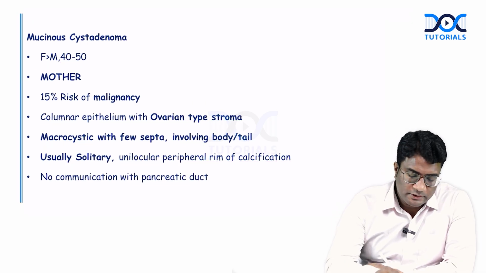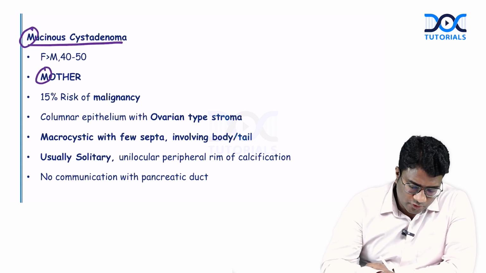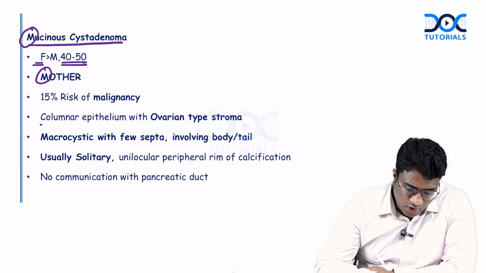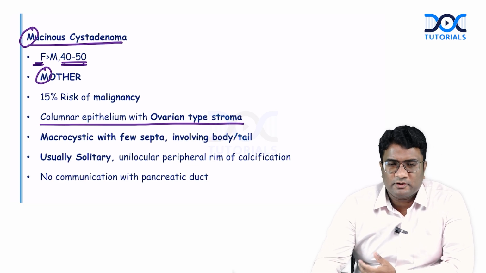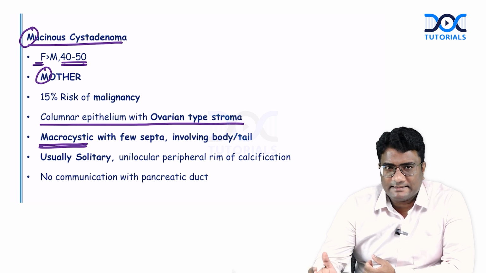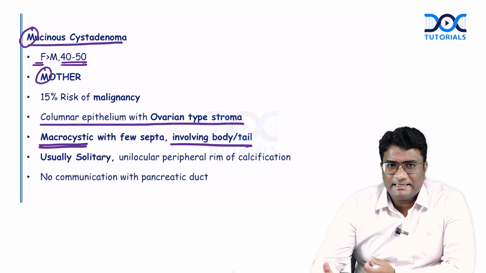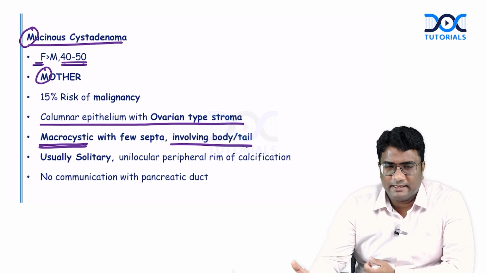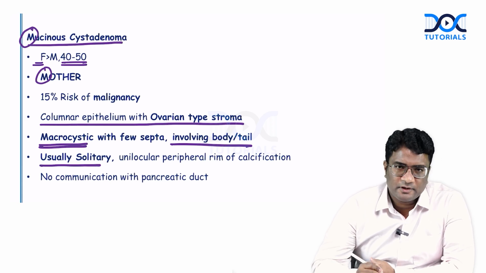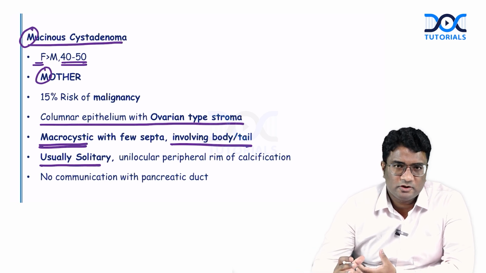Now, coming to the next one, the mucinous cystadenoma of the pancreas. We learned mucinous cystadenomas are common in the mother age group, so females in the range of 40 to 50 years. It has columnar epithelium with ovarian type stroma. The mucinous cystadenoma is macrocystic, unlike serous, which was microcystic. Mucinous will commonly involve the body and tail, unlike serous, which mainly involves the head of the pancreas. And this is usually solitary, whereas serous was multiple, honeycomb-like, cluster of grape-like microcysts.